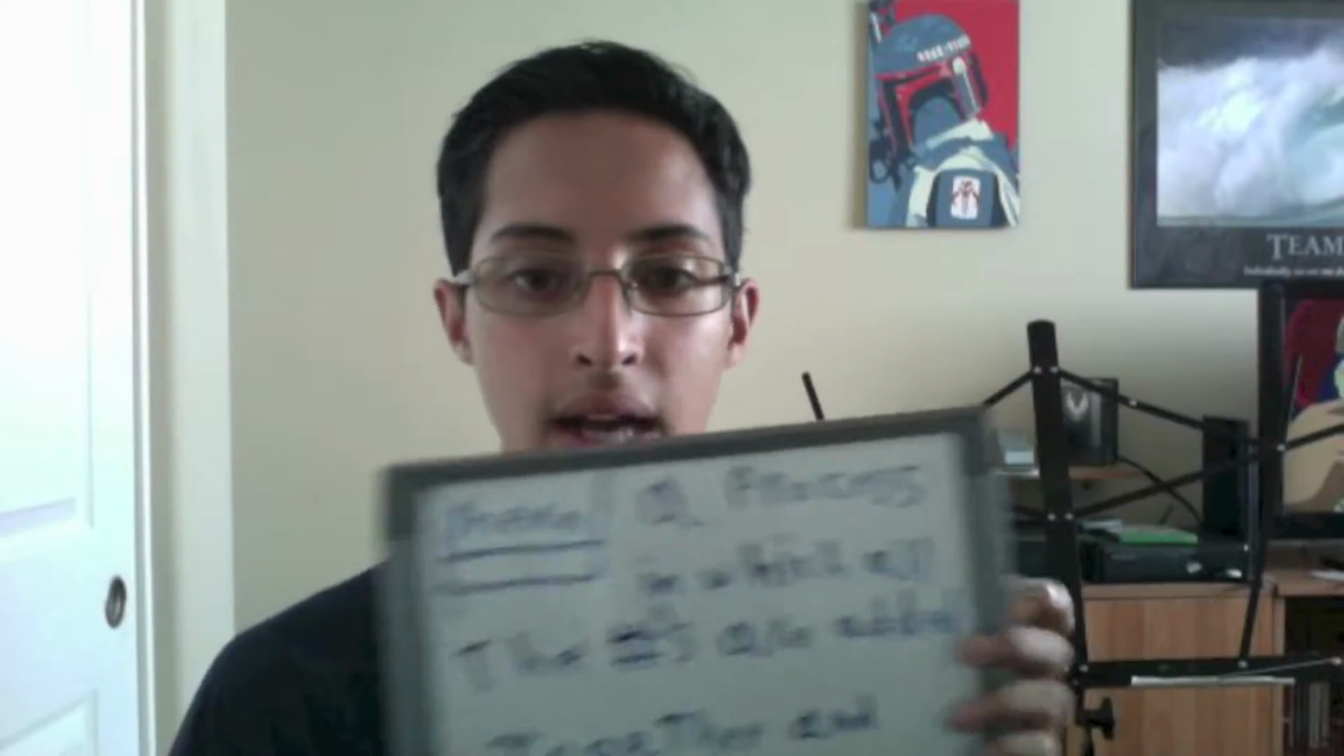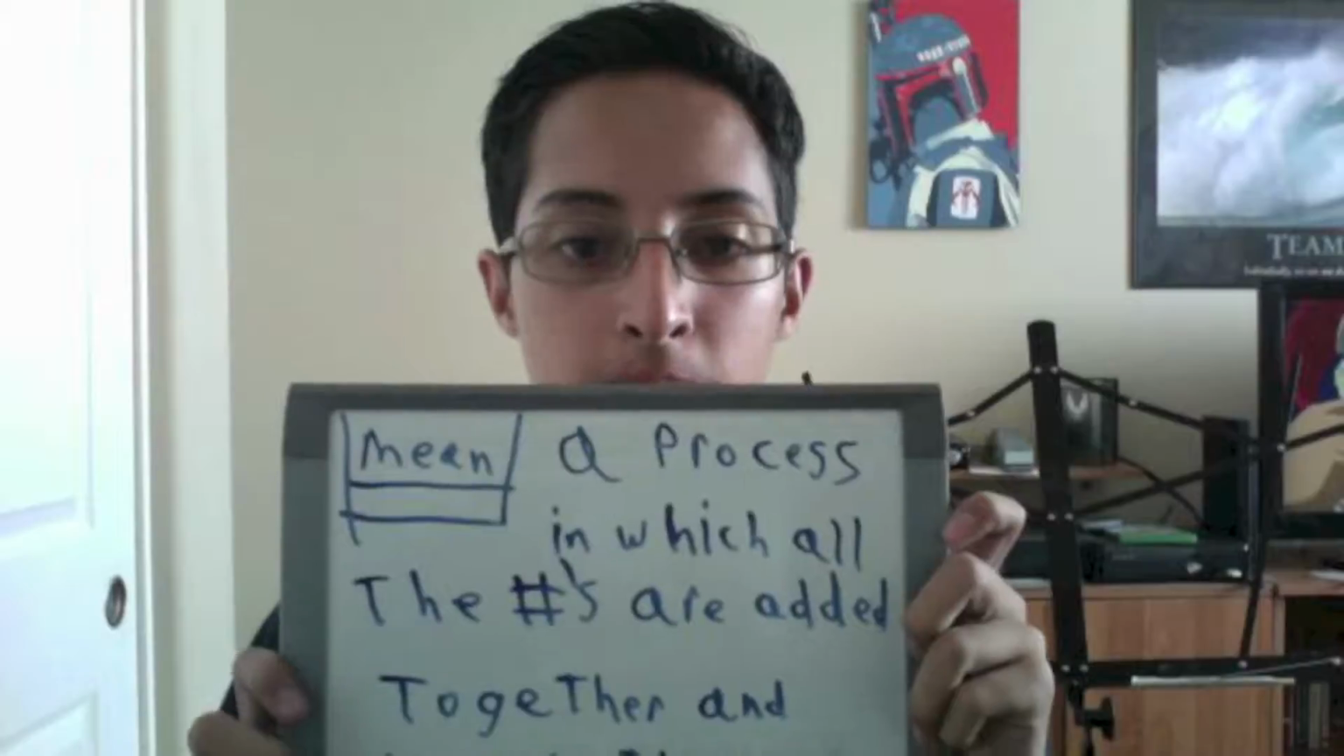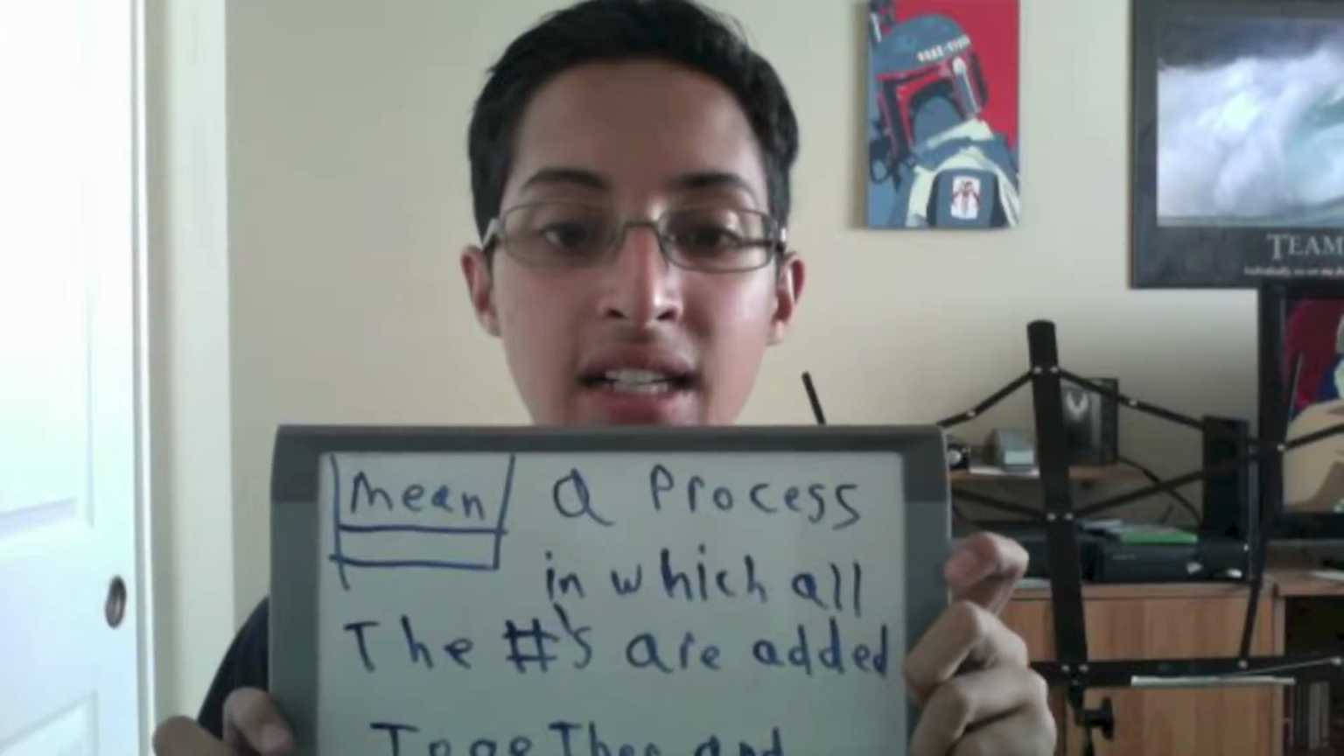Now, before I get started, I would like you guys to know that right here, or wherever I put it, will be a link to each of the times I talk about different things. Right now, we're starting with the mean. As you can see by what I put in as a definition, the mean is a process in which all the numbers are added together and then divided by the amount of numbers. Let's get into it then, shall we?